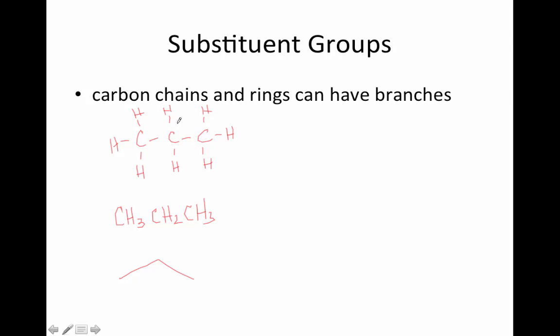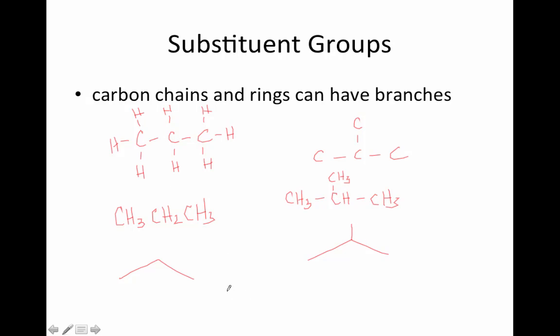Now I'm just going to put a branch on this propane. I'm going to say that coming off of the center carbon, there is another carbon. So what this ends up being, if I draw the condensed structure, is a CH3, CH, because this H would be coming down like that, CH3, CH3. So I see a branch here. The line structure to this would look like this.